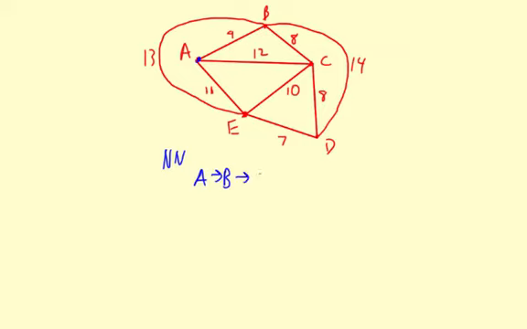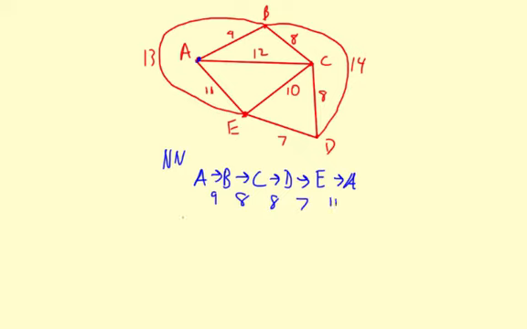Then from B to C. And the next closest one from C is D. And then the next closest one from there is E. And then I've visited everywhere, so I just need to return to A. And you can mark the edges as you go if you would like to. Okay, so that's nearest neighbor. And so what's the total distance? It's 9, 8, 8, 7, and 11.